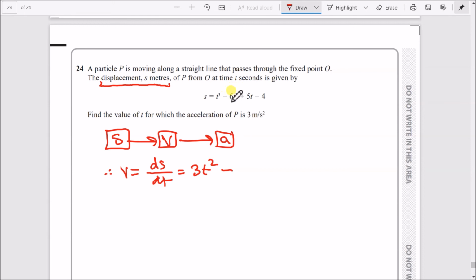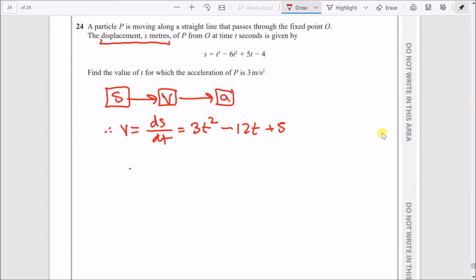Drop the power, so you get 2 times 6, which is 12. And then subtract power by 1, you got T to the power 1, which is just T. Now, if you're just left with a T on its own, that vanishes, so you got 5. Yeah, just 5. And then if you got a constant, well, there's no T, so it becomes 0. And you leave it like that.